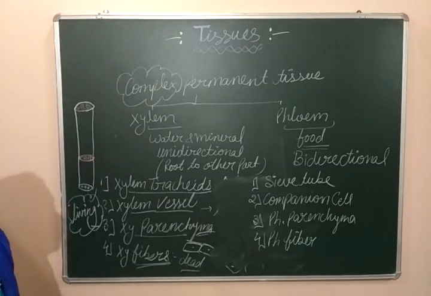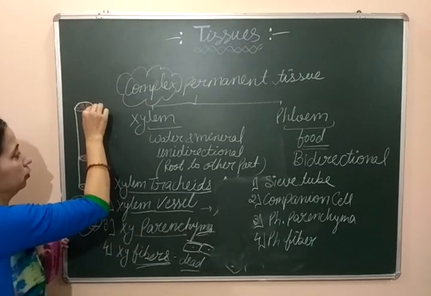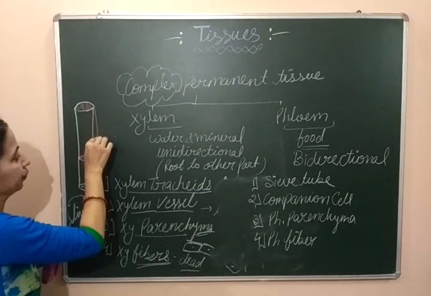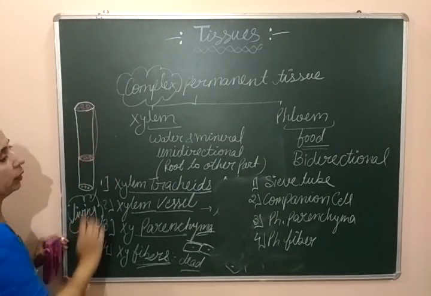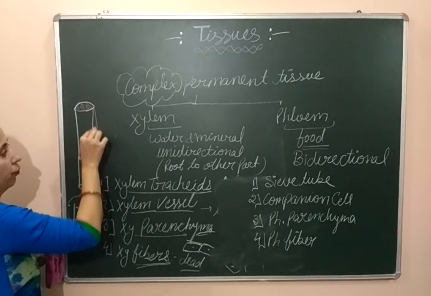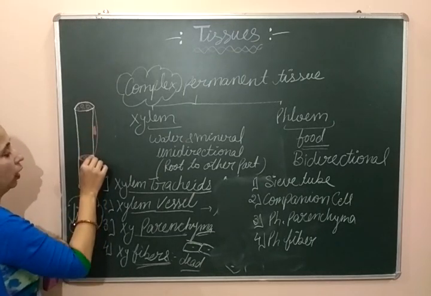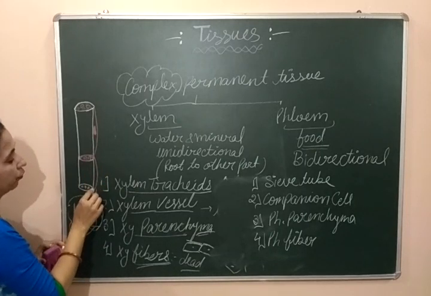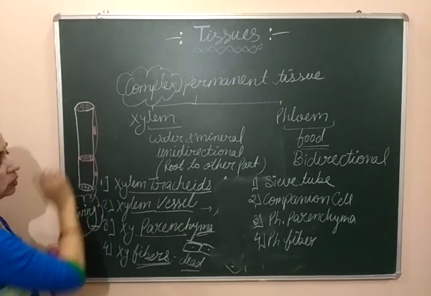So to control the functioning of these sieve tubes, a second type of cell, the companion cell, is present with them. Companion cells are present very close to these sieve tubes, and these companion cells control the functioning of these sieve tubes.